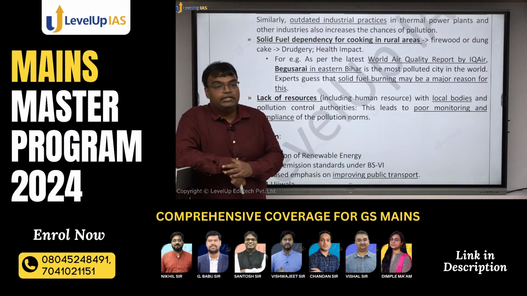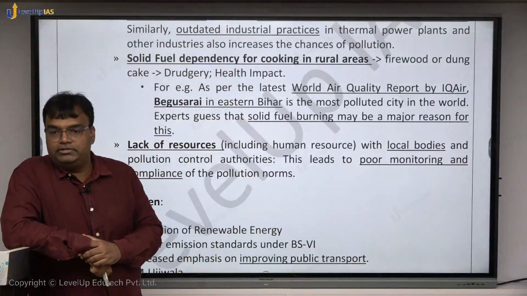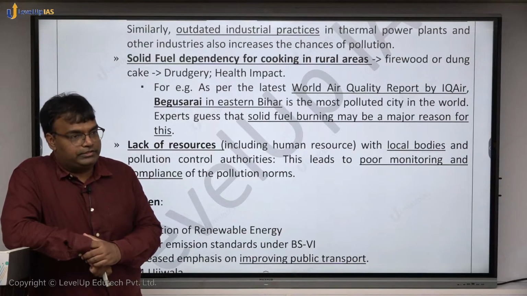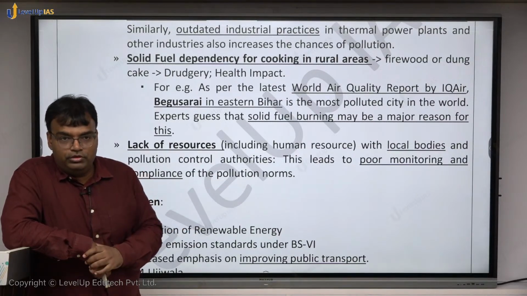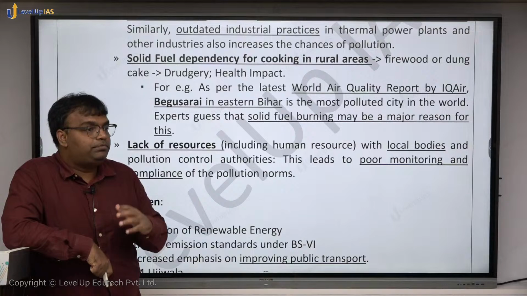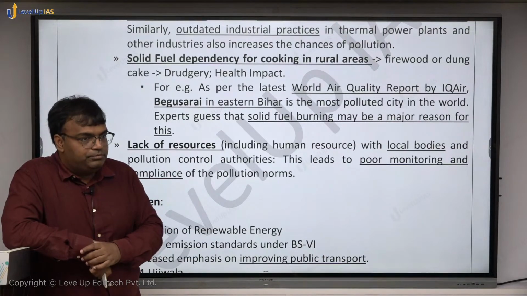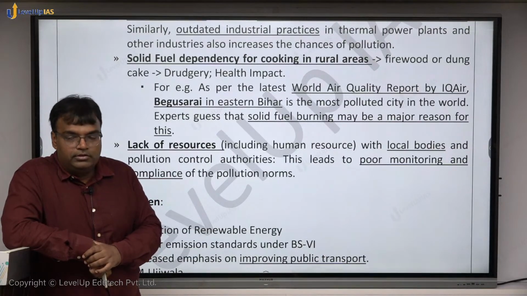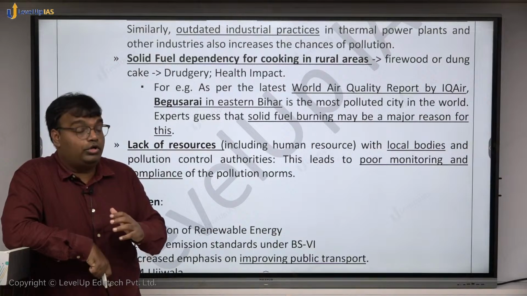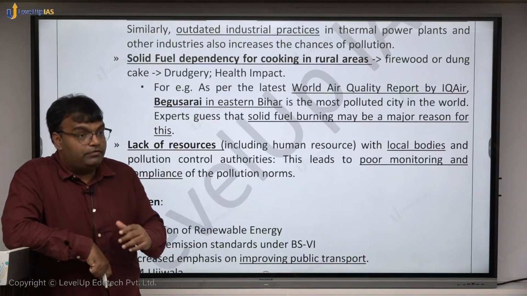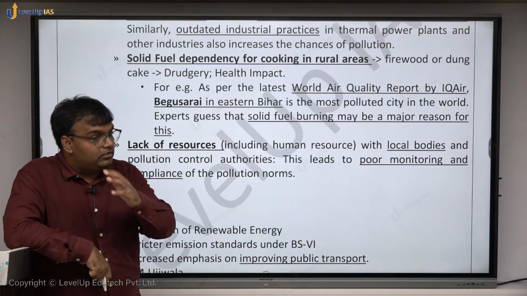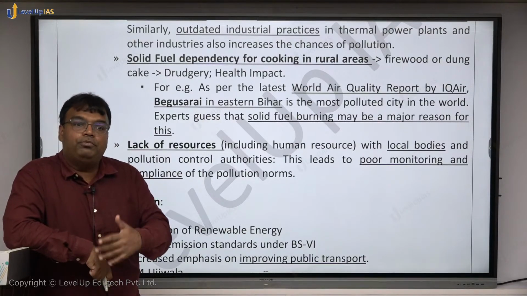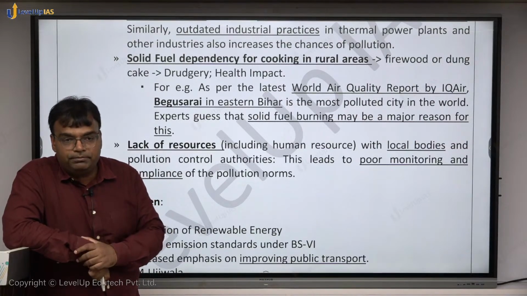Resources किसके पास? Agencies के पास, local bodies के पास. When local bodies do not have enough resources, what happens? They are not able to prevent burning of waste on the road. They are not able to remove dust properly. Dust pollution keeps on happening. If CPCB doesn't have enough inspectors, if State Pollution Control Board doesn't have enough inspectors, other industries will keep on polluting and no action would be taken against them.